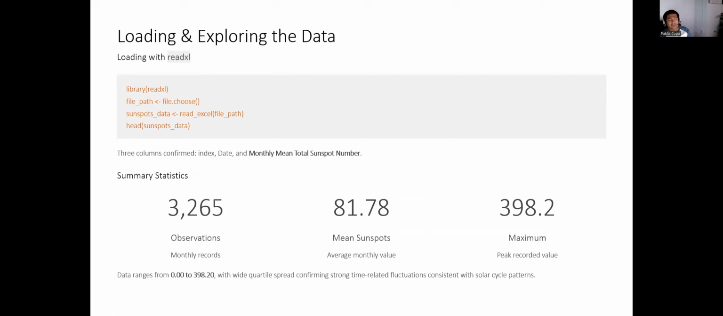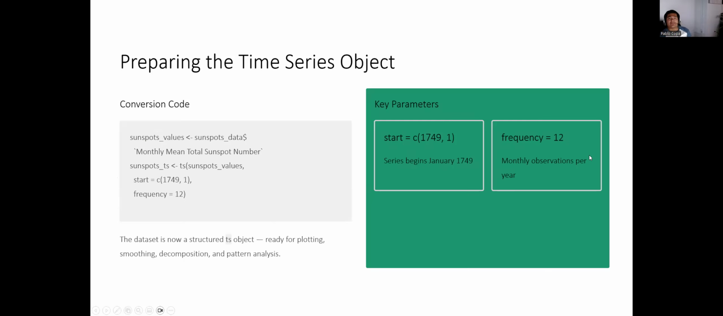In simple terms, the data was not flat or constant. It had strong variation, which made it appropriate for time series analysis. This step helped me confirm that the dataset was ready for the next stage of the project, which is preparing the time series object. So after loading and exploring the dataset, I converted the sunspot values into a time series object in R.